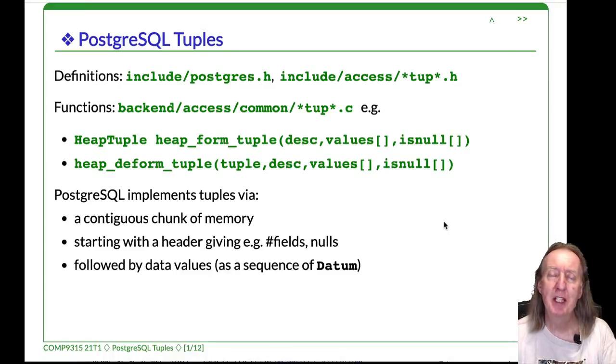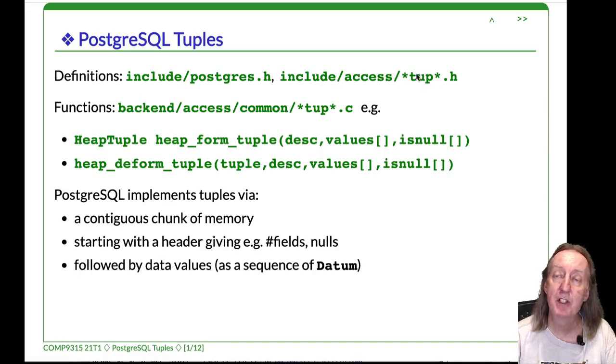Okay, so we've talked about tuples in general and how they might be represented in various different ways. Let's have a look at how Postgres does it. If you want to find out all the details of the tuple structures, you can look in the include subdirectory of the source code. And if you want to have a look at the functions, you look in the backend access common directory. And then under that, there's a whole lot of tuple-related functions.